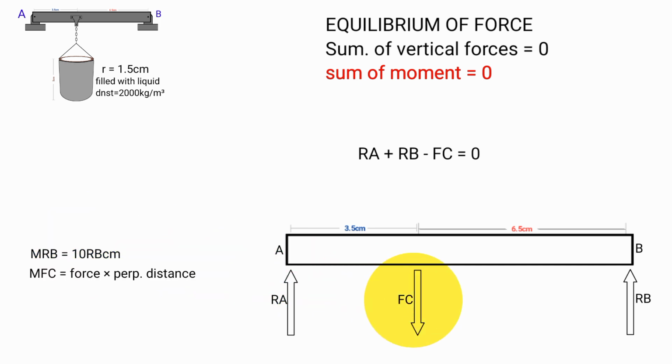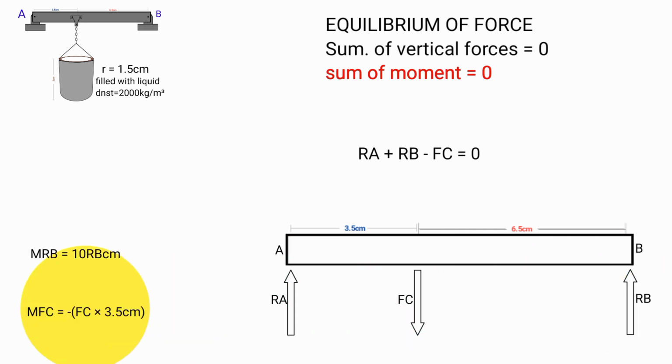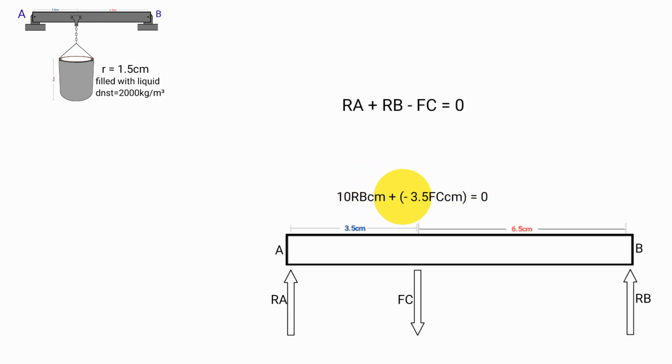Moment caused by this FC now will be negative because it will rotate the beam about point A in the clockwise direction, which is opposing the direction RB will rotate the beam about point A. So moment caused by force C is minus FC times 3.5 centimeters, which equals minus 3.5 FC centimeters. Summing the two moments now and equating them to 0, 10 RB centimeters plus open bracket minus 3.5 FC centimeters equal to 0. Here, plus minus is minus, so 10 RB centimeters minus 3.5 FC centimeters is equal to 0.